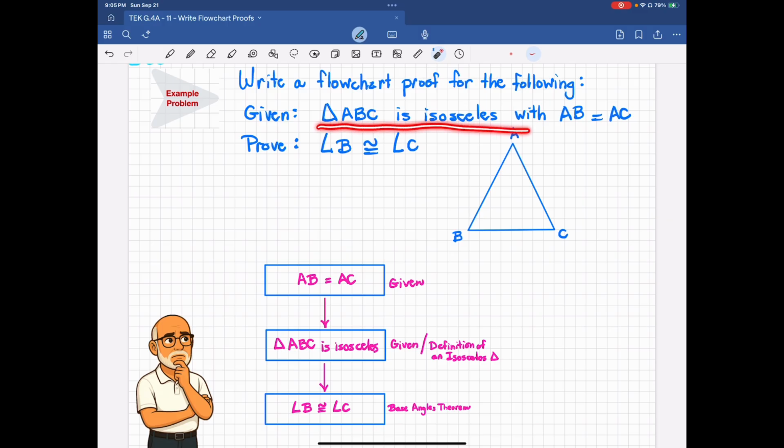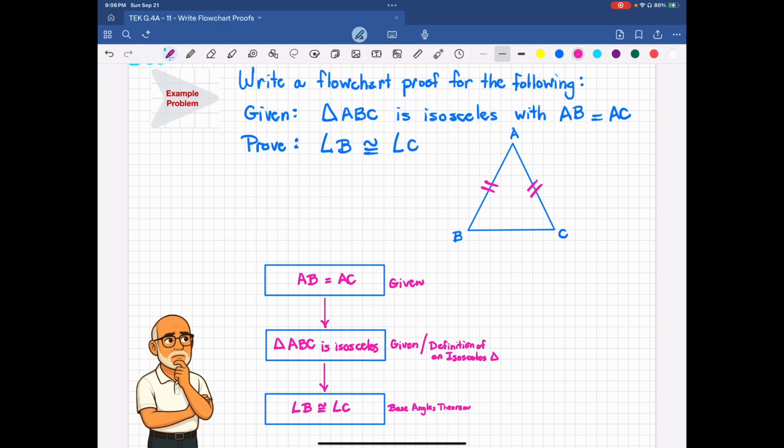The given statement reads, triangle ABC is isosceles with AB equaling AC. So I'm going to reinterpret this. I'm going to stop and say, what is an isosceles triangle? Well, an isosceles triangle is one that has two congruent sides. Now, they're telling us in this statement which sides are equal because they're saying the measure of AB equals the measure of AC. So we know what sides to look at. We know that AB and AC have equal measure.